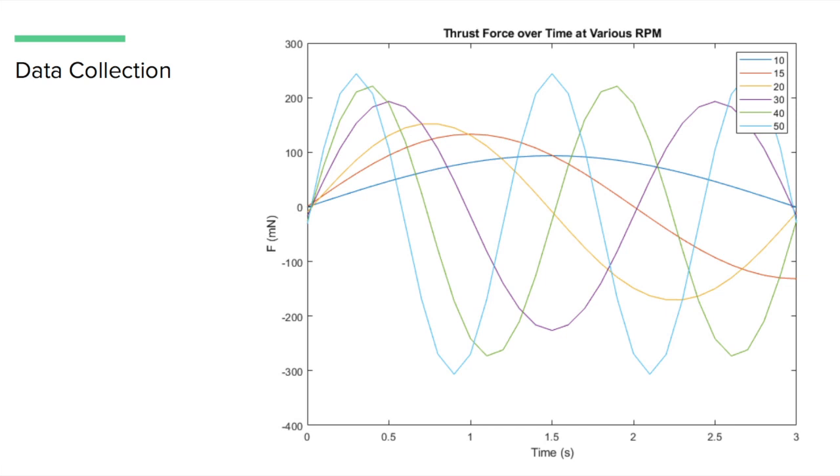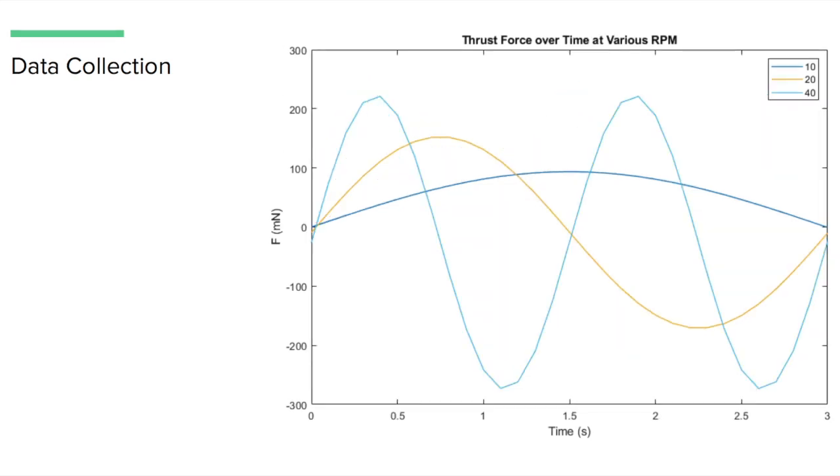This is a graph of the thrust force over time at different RPMs. As we can see in the graph, as we increase RPM, the period of the oscillation motion decreases, and the amplitude increases, which should be intuitive. We did experiments with 6 different RPMs, but for you to better understand our data, let's just look at 3 of them together. So here, at 10 RPM, the amplitude is about 90. At 20, the amplitude is about 150, and at 40, the amplitude is about 230.